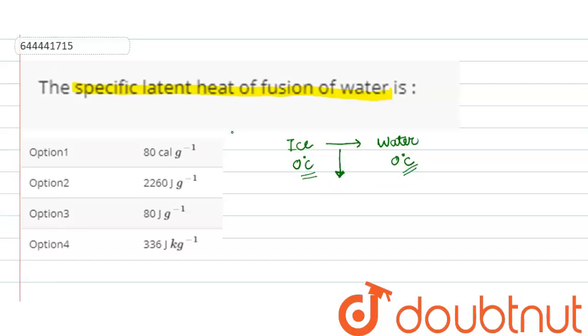Friends, the specific latent heat of fusion of water has a constant value, and that is equal to 80 calorie per gram, or this is also equal to 336 joule per gram. Thus friends, our correct option is option number 1.